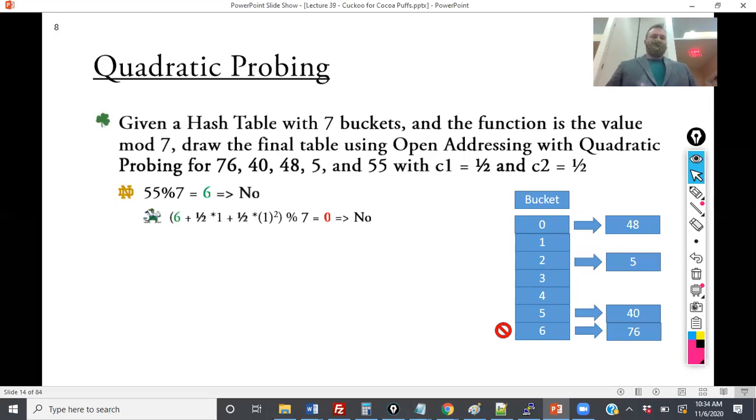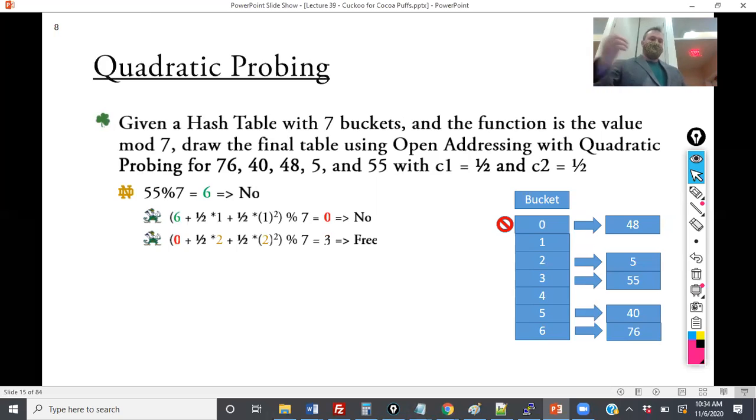For the last value, we're going to go through the same thing. We go here. It's not in 0, but then we get to the second iteration, just like before. That goes to 3, and it's free. So now we have put all the elements into the buckets.